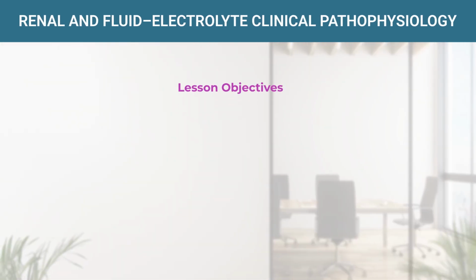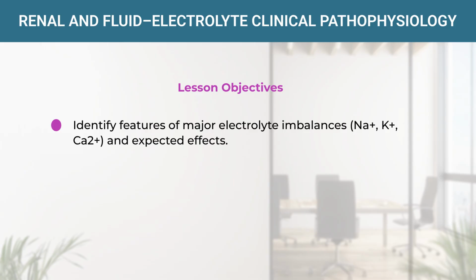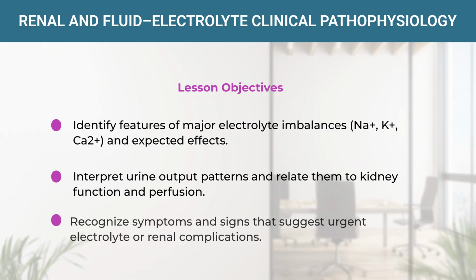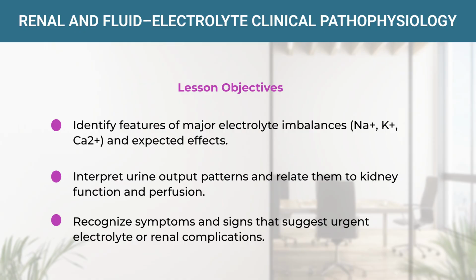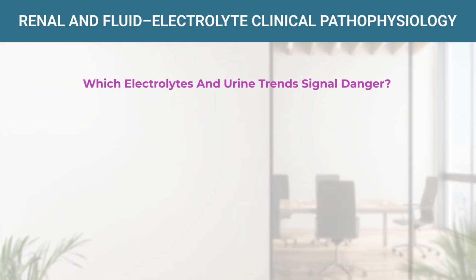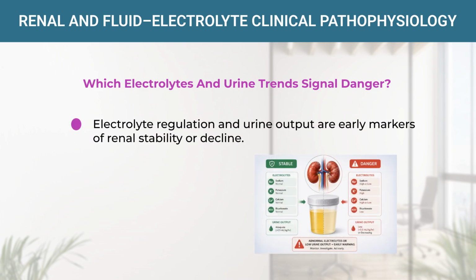By the end of this lesson, you will be able to identify features of major electrolyte imbalances and expected effects, interpret urine output patterns and relate them to kidney function and perfusion, recognize symptoms and signs that suggest urgent electrolyte or renal complications. Let's start the lesson by asking, which electrolytes and urine trends signal danger? Electrolyte regulation and urine output are early markers of renal stability or decline.